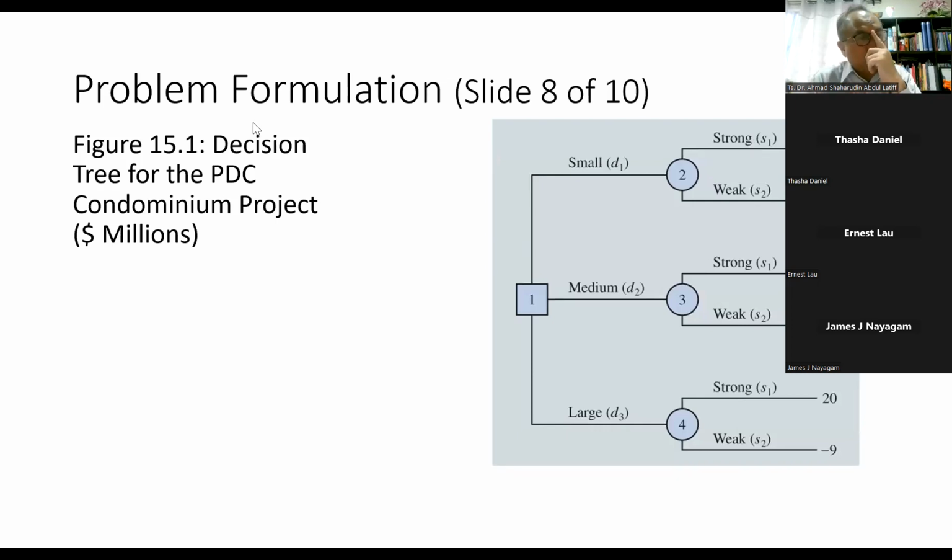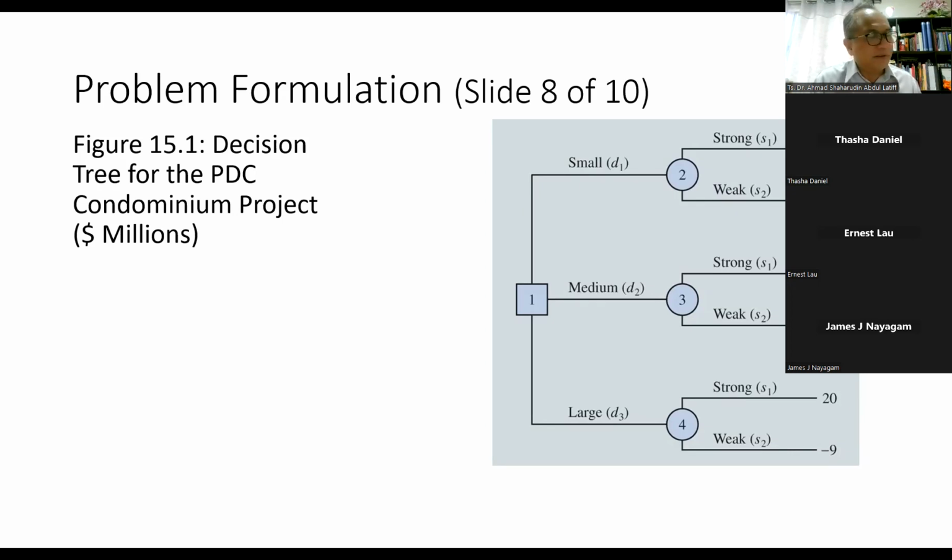If there is a weak demand for the condominium, what is the best possible payoff? Anybody? 30. If there is a weak demand, 30 condominiums. When you make 30 condominiums when there is a weak demand, you can still make 7 million.